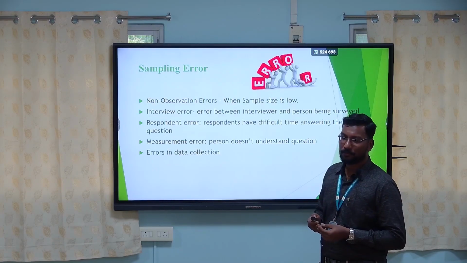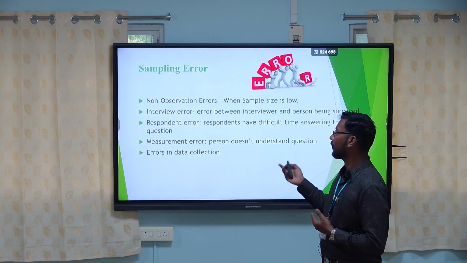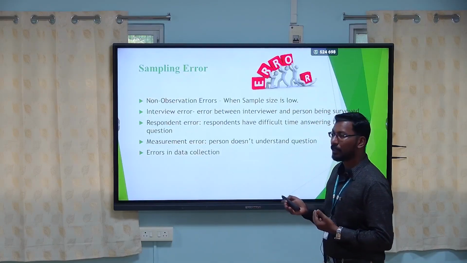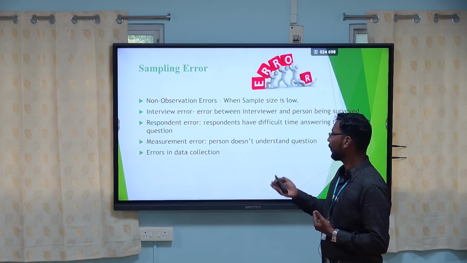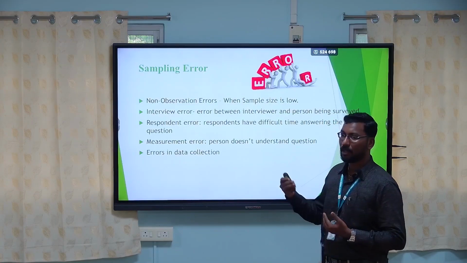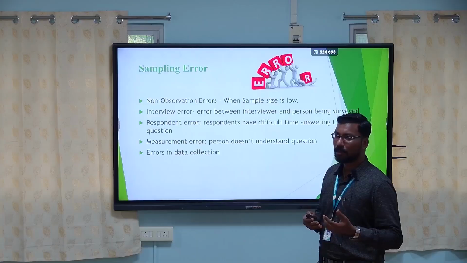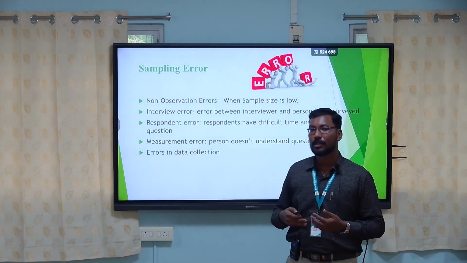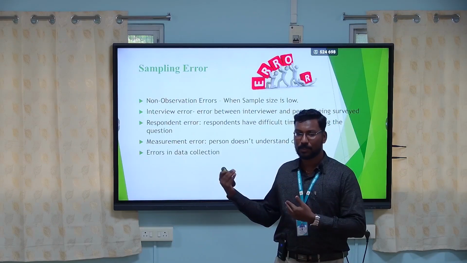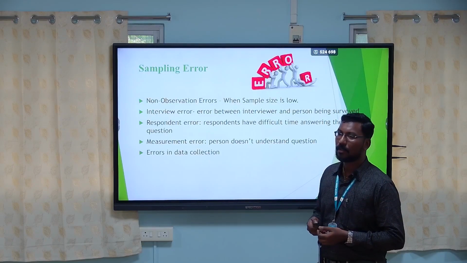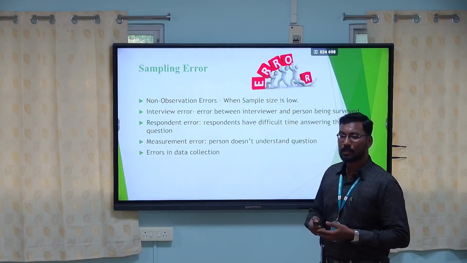And sampling errors. Obviously there are a few errors which always come under sampling errors. Say for example, non-observation errors, which means the observation is low, and interview error, which means there is a miscommunication between the interviewer and interviewee. Respondent error, like when the respondent has difficulty in answering the questions. Measurement error: measurement means the questionnaire which we collect, which is called a measurement scale, and the person responding may not be aware of this measurement, so it is called measurement error. And errors in data collection, in the sense that when the data collection method itself is inappropriate, it is called errors in data collection.